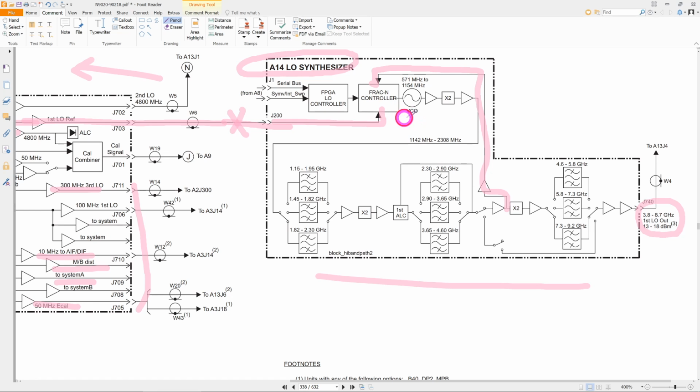So we have a VCO again, and this VCO is between 571 megahertz to 1.154 gigahertz. So this VCO is fairly low frequency, and we are locking this VCO to the 4.8 gigahertz. So obviously we don't take the output of the VCO, we're going to have to take it after some multiplication. You can see it's amplified, multiplied by 2, then it goes back here. So now that it's multiplied by 2, its frequency is now double, so 1.1 gigahertz to 2.3 gigahertz.